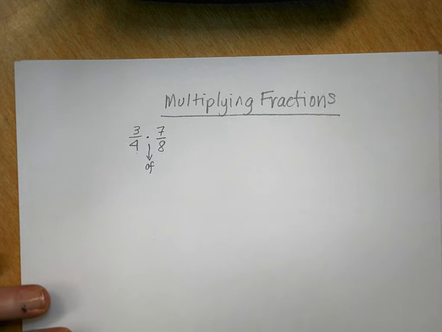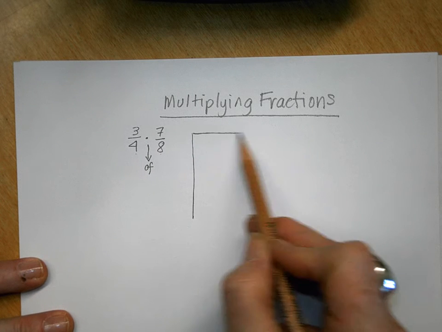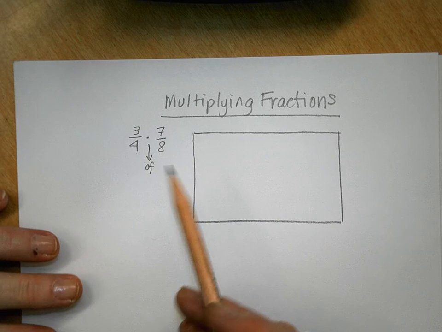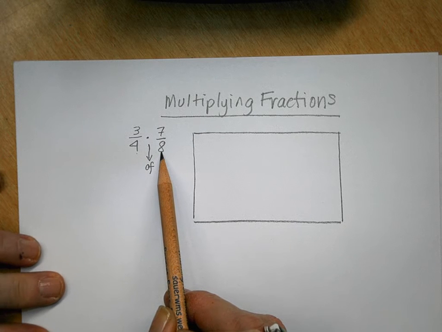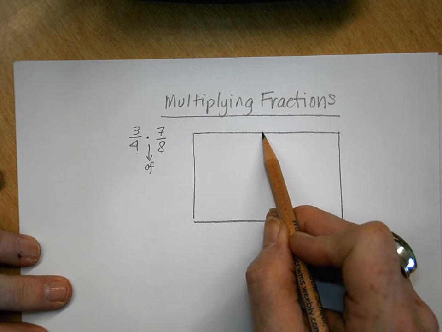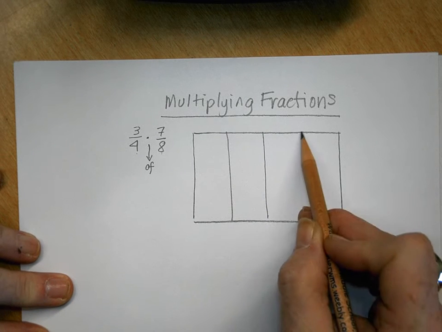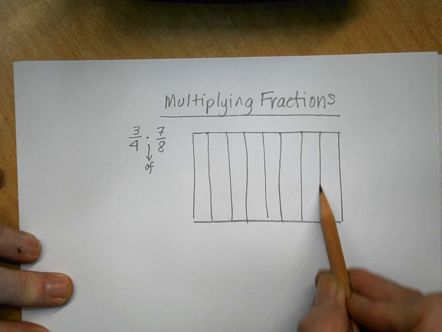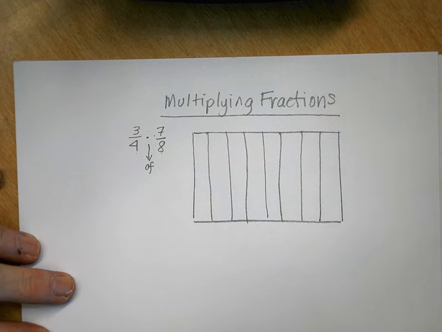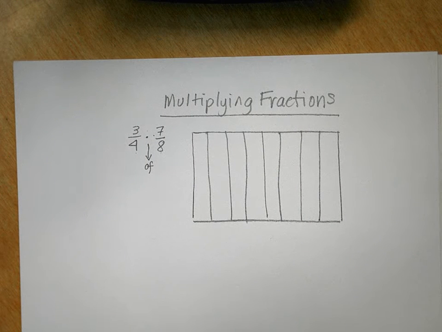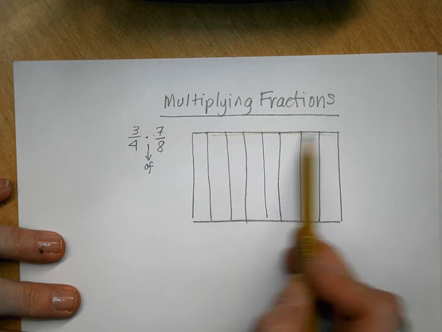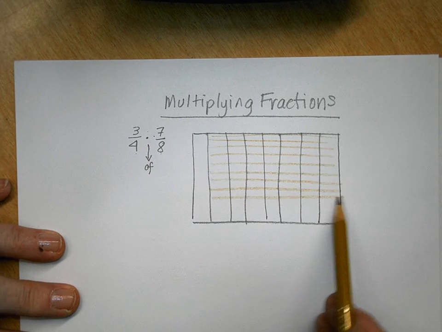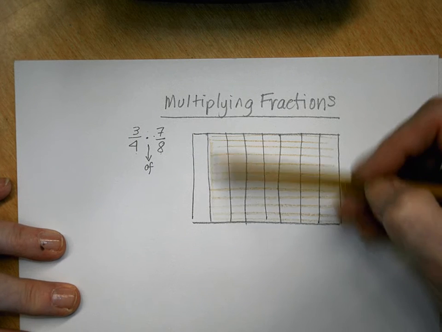The easiest way to multiply it is with a unit rectangle. A unit rectangle is a rectangle, and I'm going to divide it up into parts. So I'm going to start with this fraction 7/8. I'm going to divide this into 8 equal sections. So there's half, there's fourths, there's eighths. I'm going to color in 7 of those because I'm only talking about 7/8. I color in all of the 7/8 of that rectangle.